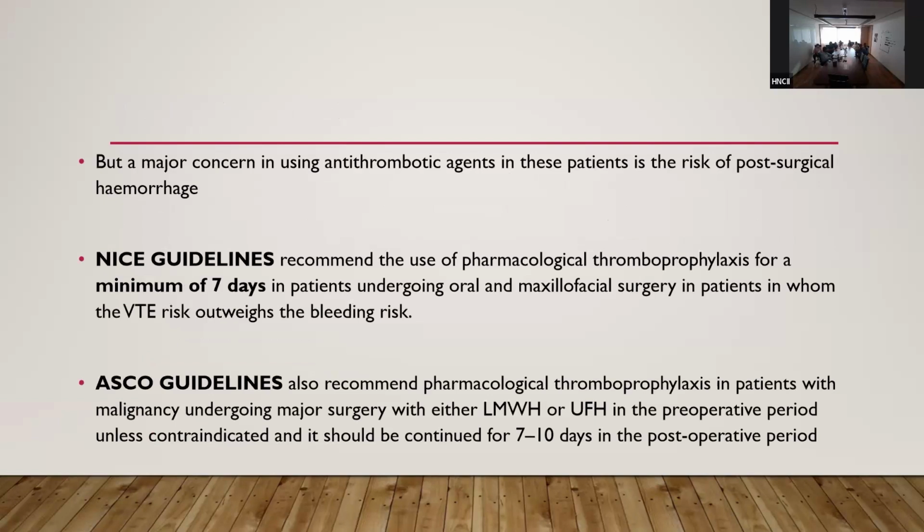But there is a concern of hemorrhage, so we have to take opinion and start. Both the NICE and ASCO guidelines recommend pharmacological thromboprophylaxis for a minimum of 7 days in patients in whom the thromboembolism risk is high, in the form of low molecular weight heparins or unfractionated heparins. So we generally use Clexane. The dose for a well-built patient is 0.6 cc subcutaneous once a day, and for an averagely built or low-built patient we use 0.4.